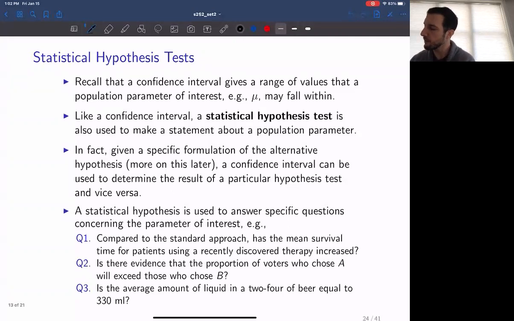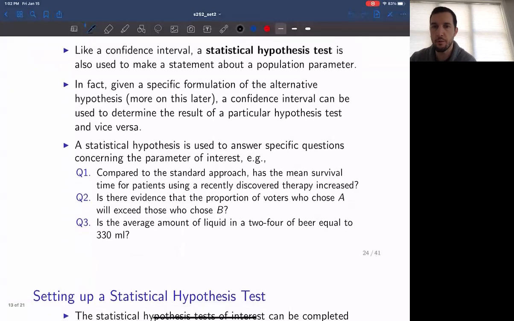So for example, question 3 on slide 24 poses the type of question you might expect to see in a hypothesis testing situation. This is asking, is there evidence essentially that the average amount of liquid in a 24 of beer is equal to 330 milliliters? So is there evidence that mu equals 330? This would be a standard type of single sample hypothesis testing question.